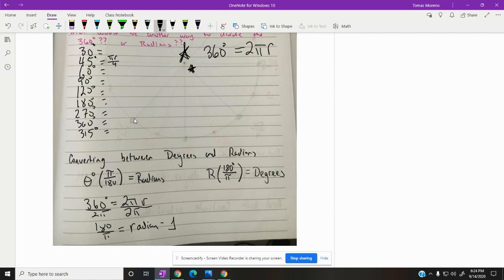So 1 radian, if I do that in my calculator, I go 180 divided by pi, and it gives me 57.29. So 1 radian equals roughly about 60 degrees, right? 57 degrees, okay?